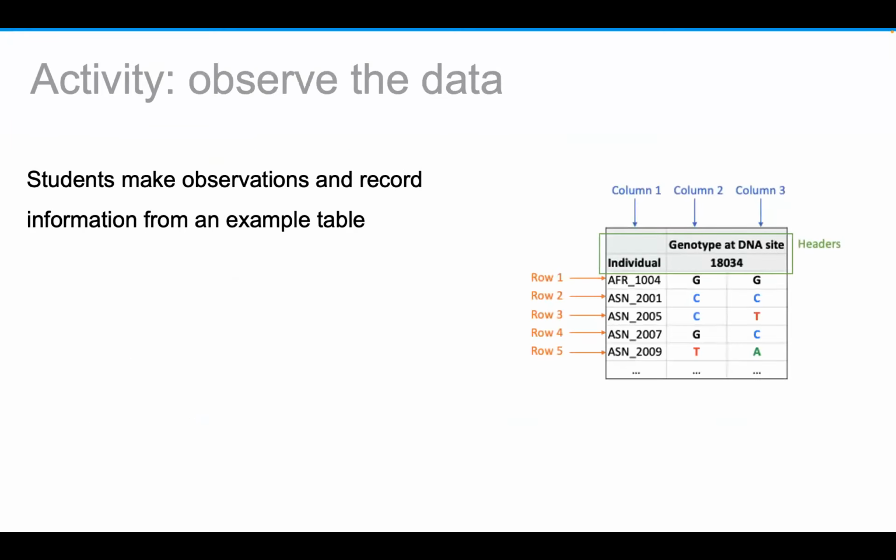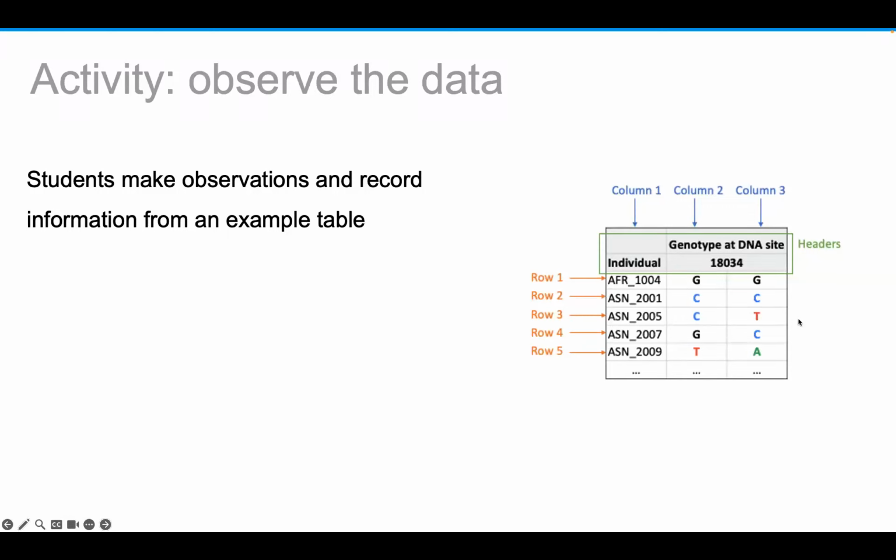So first, we instruct the students to just observe the data. We get a snippet of one of the data tables here. So again, this is data from the fictional ancestry testing company 23 Chromosomes with the individuals reported here and the genotype data for each DNA site reported in the next columns.